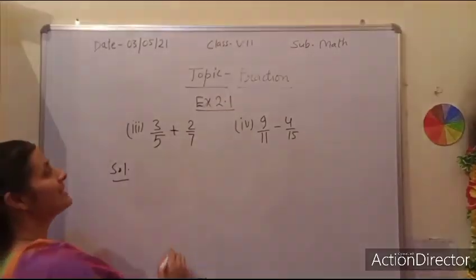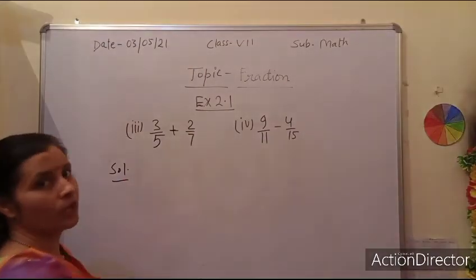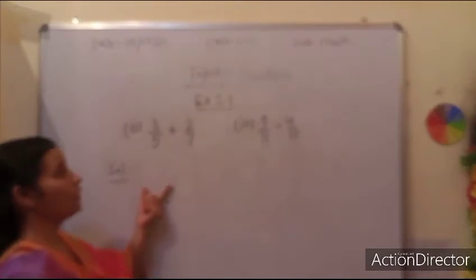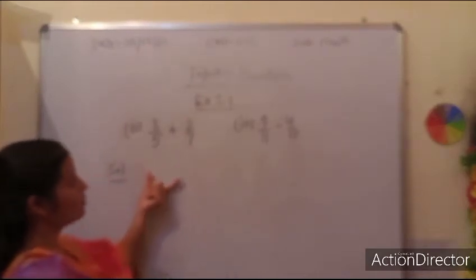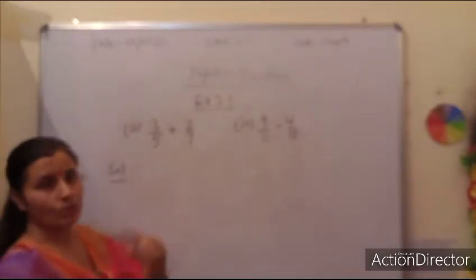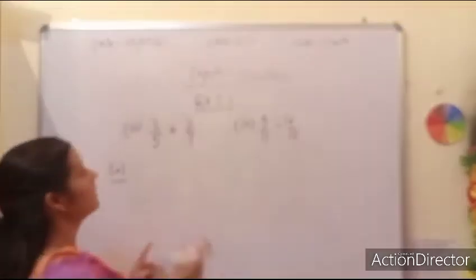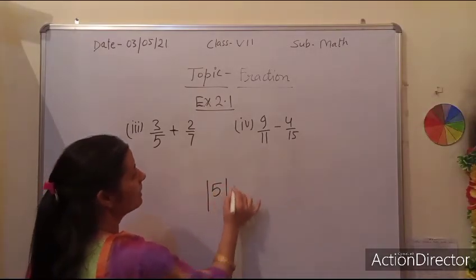Now you can see here the denominator is different. In part 3, the denominator is different. The method which I explained to you in the first and second questions, you can apply that method. Otherwise, you can go through the LCM method, which you have done in your 6th standard. 5 and 7. Easily you can get the LCM of 5 and 7.